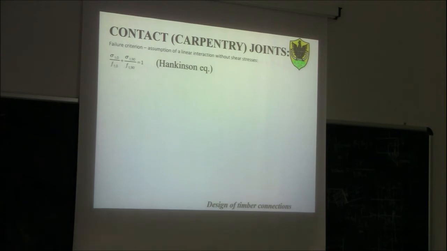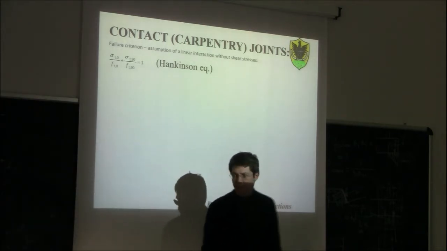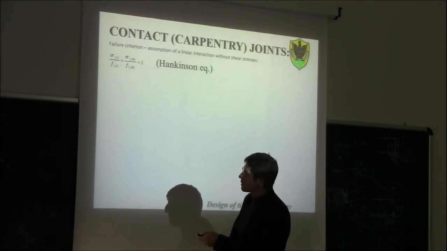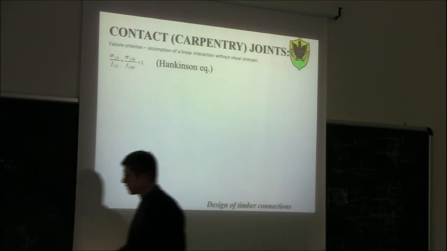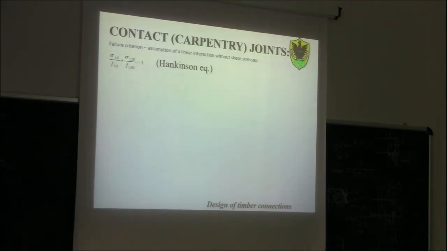In this case, the interaction criterion of the Hankinson equation is that if this is, let's say, sigma T0, and this is sigma T90, this is Ft90 and this is Ft0, we will use a linear interaction criterion like this, meaning that if our components sigma T0 and sigma T90, those two components give a point underneath the line, then no failure occurs. Okay?